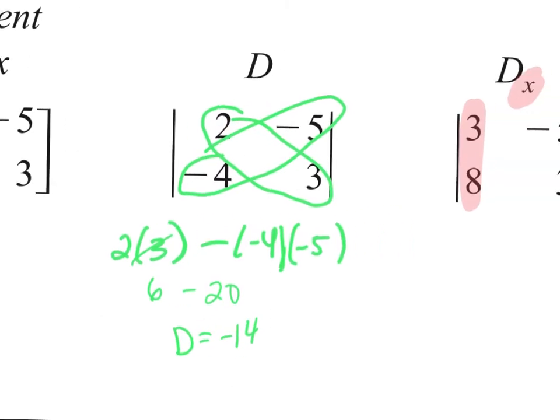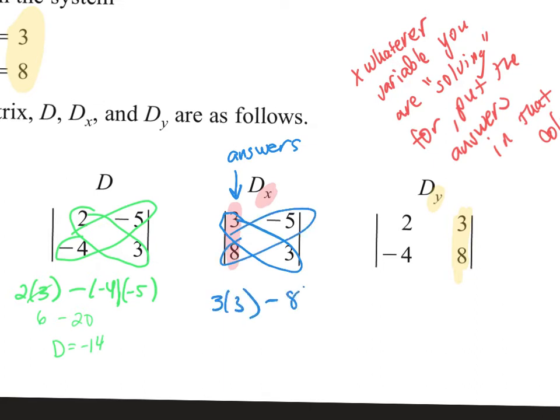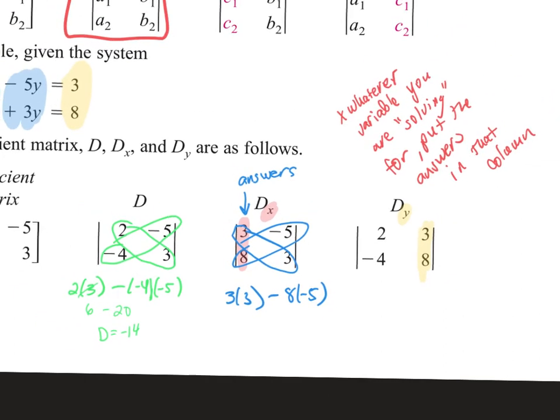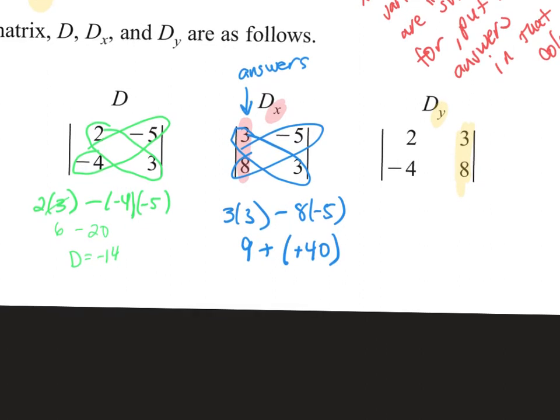Now that I'm finding D sub X, since I'm trying to find X, I put the answers in the X column, and then I have my Y coefficients in the Y column. So I'm going to say major, which is 3 times 3, minus my minor, which is 8 times negative 5. What is 3 times 3? 9. Minus, what's 8 times negative 5? Negative 40. When I add those together, because two negatives make a positive, I get that D sub X equals 49. Does that make sense?